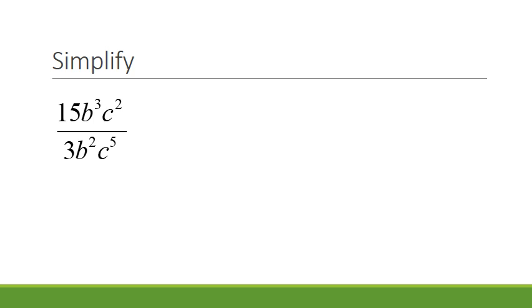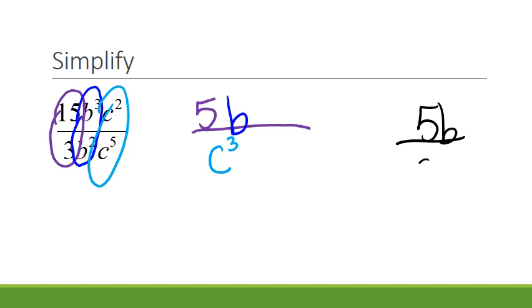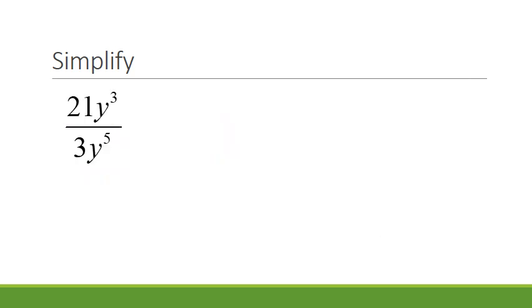All right, let's deal with the coefficients first. 15 is divisible by 3. It is 5. The larger b exponent is on top. 3 minus 2 is 1, so I don't even need to write anything. The larger c exponent's on bottom. 5 minus 2 is 3. So 5b over c cubed is my final answer. Please pause and try this one quick.